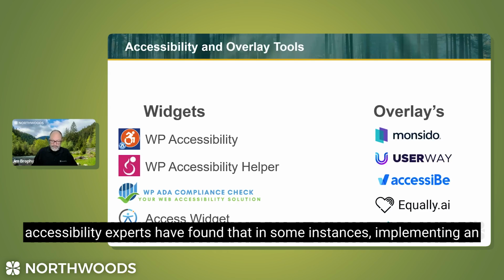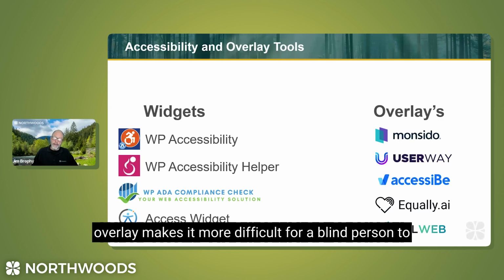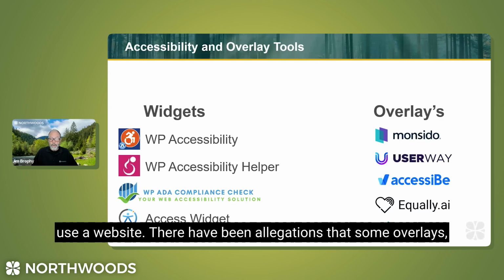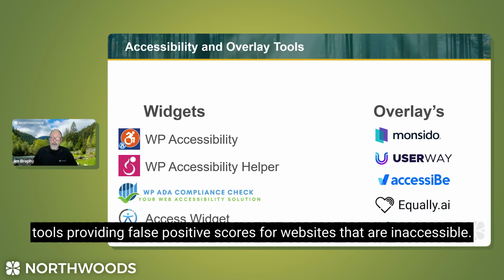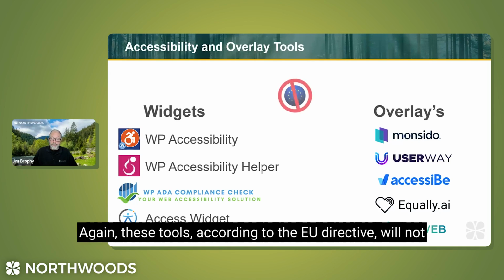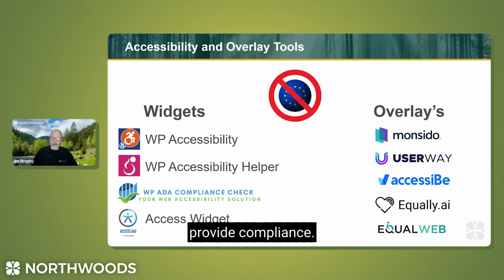For instance, accessibility experts have found that in some instances, implementing an overlay makes it more difficult for a blind person to use a website. There have been allegations that some overlays, rather than making the website accessible, interfere with automated testing tools, providing false positive scores for websites that are inaccessible. Again, these tools, according to the EU directive, will not provide compliance.